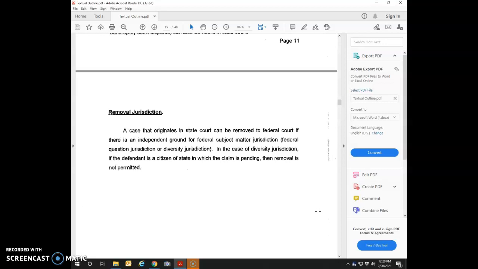By the way, the process or procedure for removal really just involves filing papers in federal court and state court, and the case then goes to federal court. So the procedure is not a big deal, but understanding the concept is a big deal. Let me just pause this for a second and we'll put something else up on the screen.